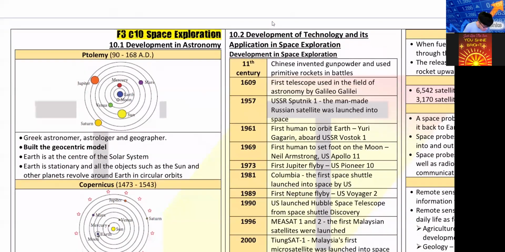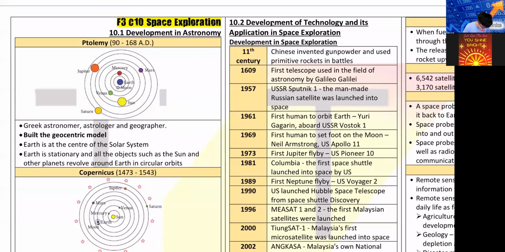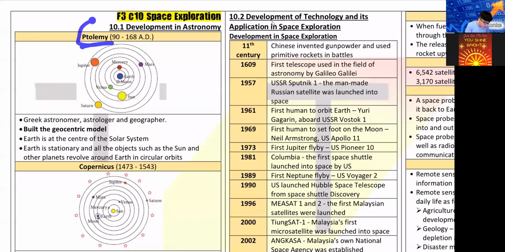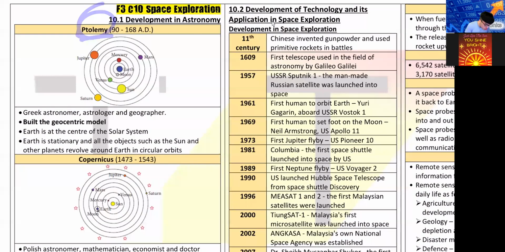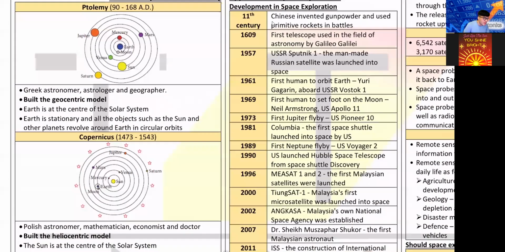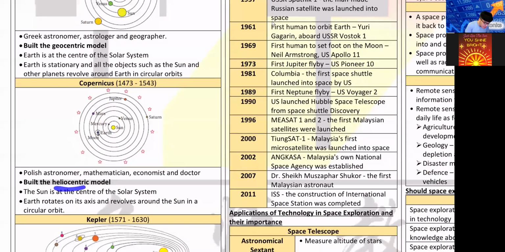Anyway, let's look at our space exploration, what is mentioned by a few astronomers. First of all is Ptolemy. His model is called the geocentric model. That means Earth is in the middle of the solar system, which turns out to be false. The real thing is heliocentric. Copernicus is correct. The sun is in the middle.